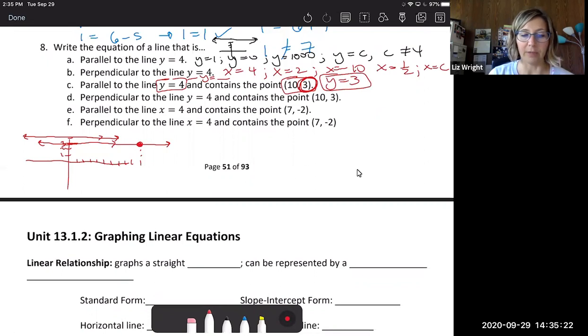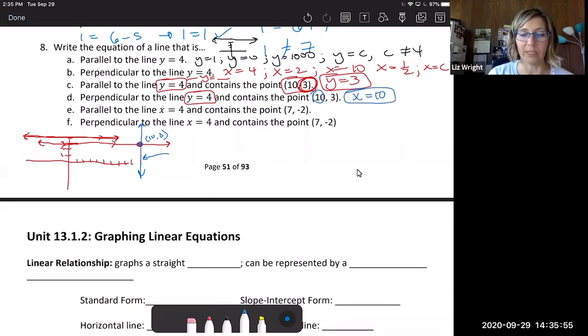All right, letter D. If we know that we have a perpendicular line to this, which automatically means it's going to be a vertical line, right? So if it's perpendicular to my line y equals 4, and it contains the point 10, 3, now we're talking about this situation. 10, 3 is here. And now it's a vertical line that goes through that. 100% of the time, my x's are at what value? 10. So it'll be x equals 10.